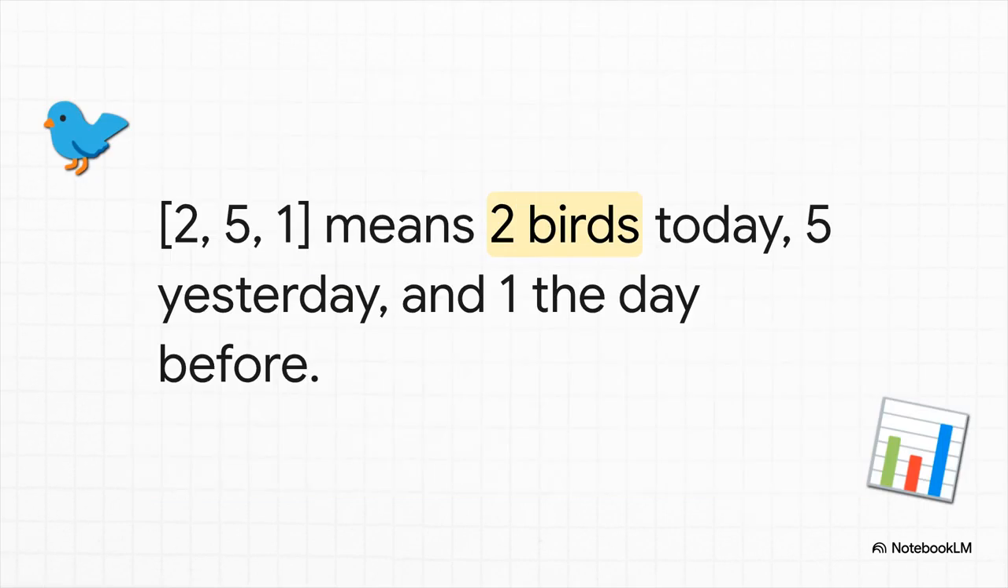And the data we're working with, it's beautifully simple. It's just a list of numbers. The very first number is today's count. The second is yesterday's. The third is the day before that. You get the idea. It's clean, simple, and absolutely perfect for what we're about to do.